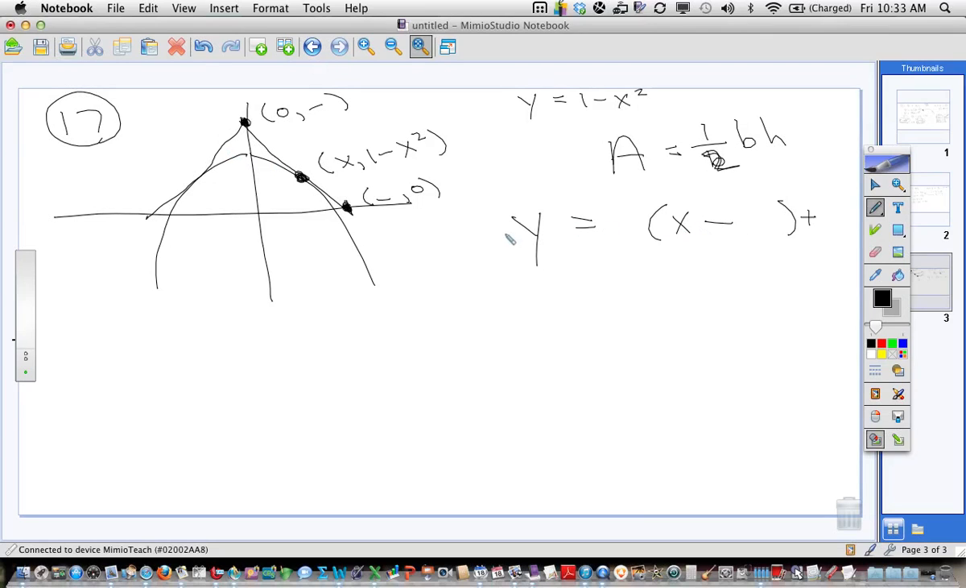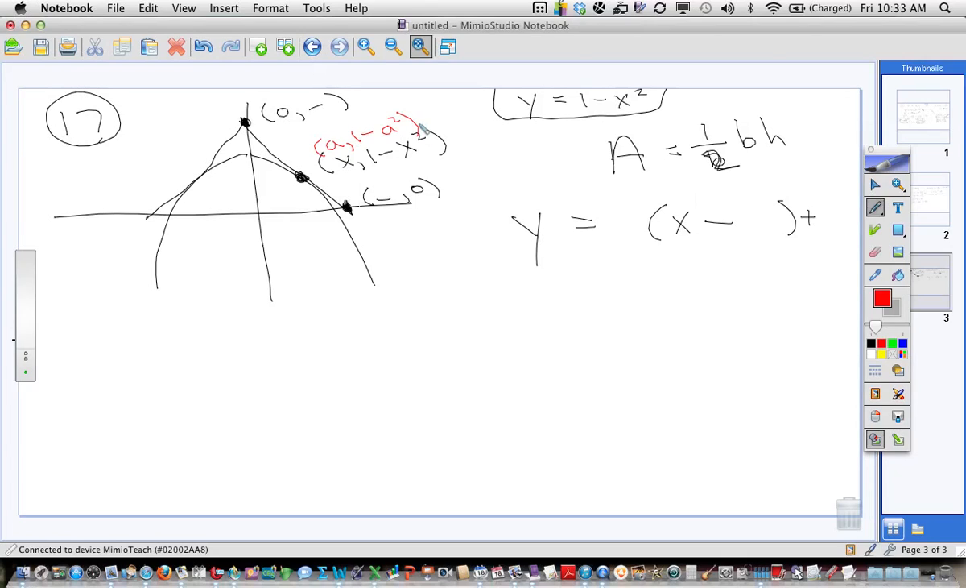Since I'm using x and y here for the parabola equation, and now I want to use x and y for the line equation. They're two different equations, two different sets of x and y, so I better not mix up those x's. That's why in my picture over there, I called this point A, and 1 minus a squared. So what do we need to write the equation of a line?